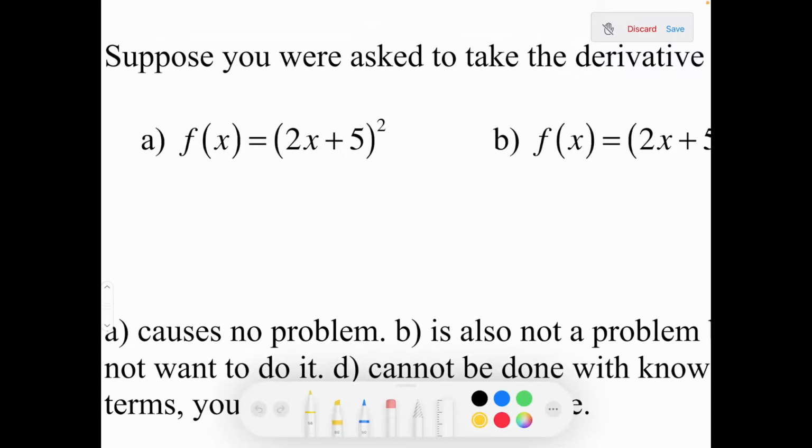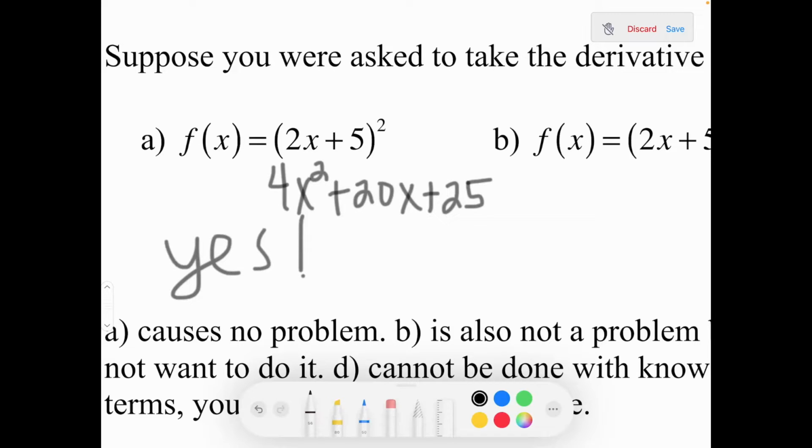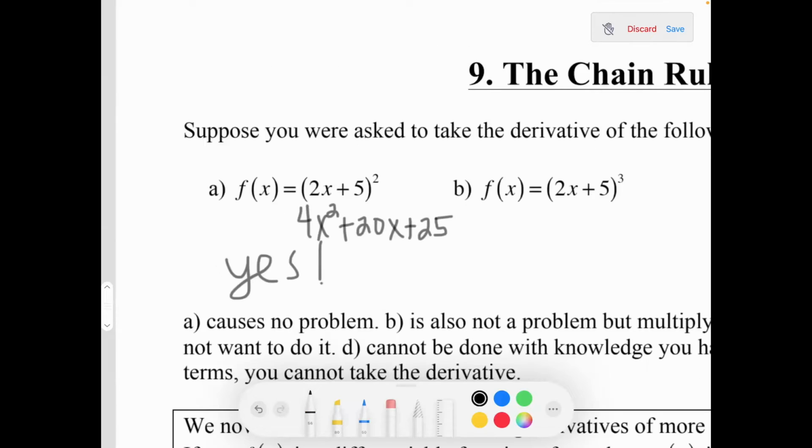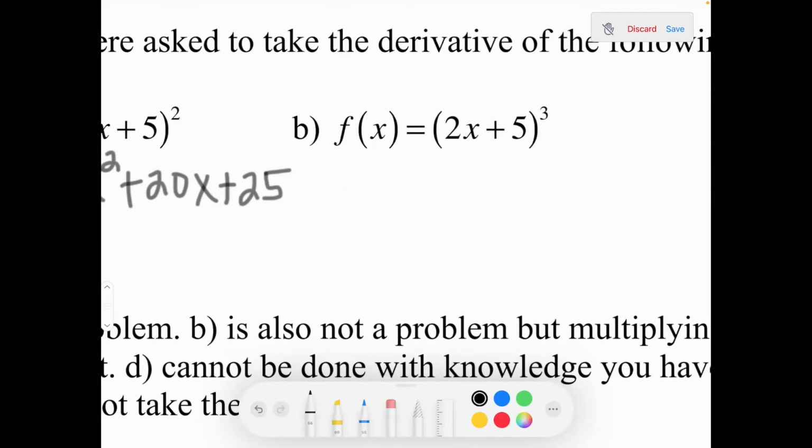Suppose we were asked to take these derivatives, A, B, C, and D. Would it be possible? Part A, (2x + 5) squared. We can multiply that out pretty easily. That's just 4x squared plus 20x plus 25, and we can definitely take that derivative pretty simply. So yes, part A, we could definitely take the derivative with what we've learned so far.